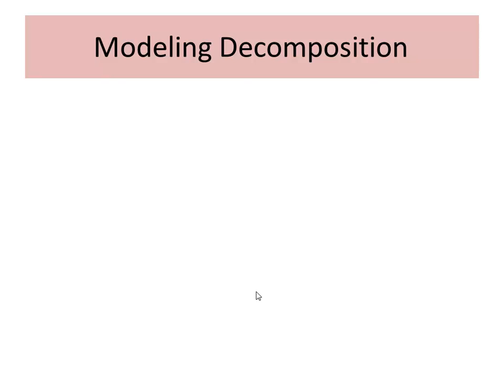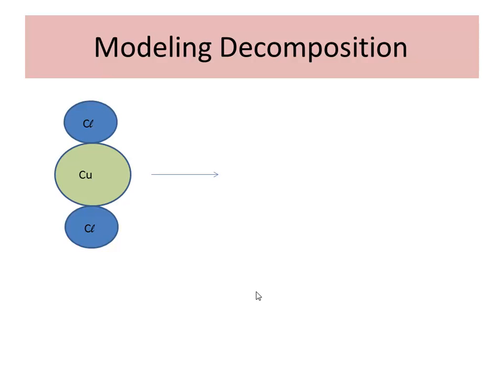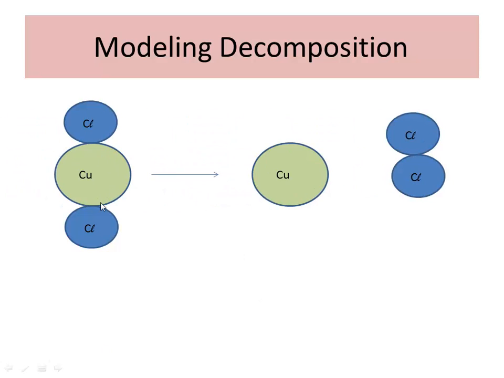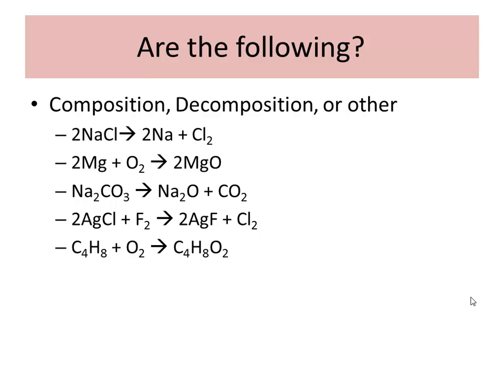So everybody look up here. You don't have to copy this down, but let's model it. So copper chloride breaking apart into its elements, copper and chlorine. So we have one single reactant and multiple products. So what we're going to do now is I want you guys to classify the following. So here in this first one, we have one reactant and multiple products.